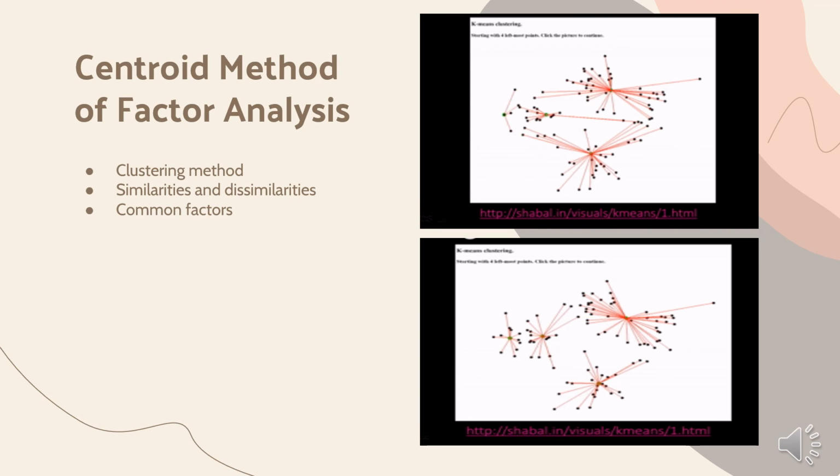For the centroid method of factor analysis, it is simply a clustering of data. In this method, we look for the data that is close to each other, and from that, we get the common factors for it to be represented as a cluster of data. So as shown in the GIF on the right side of the slide, the black dots are the data. In the centroid method, they cluster these data based on how close they are to each other. After clustering the data, common factors are drawn out from the group.